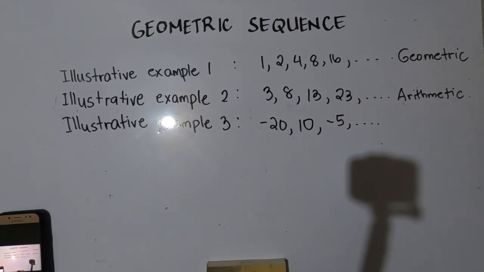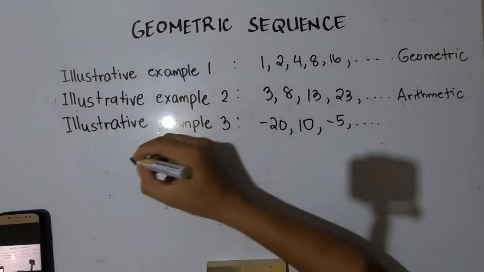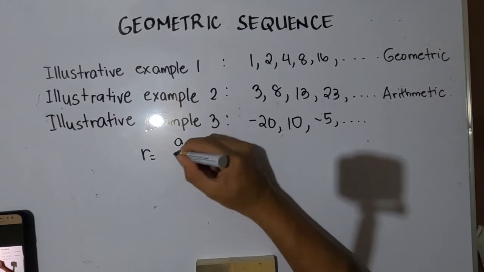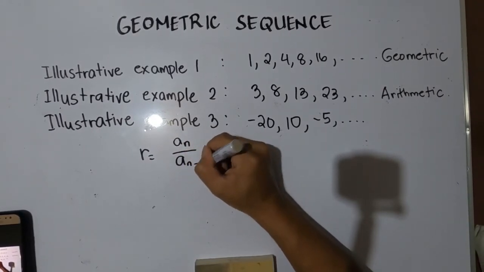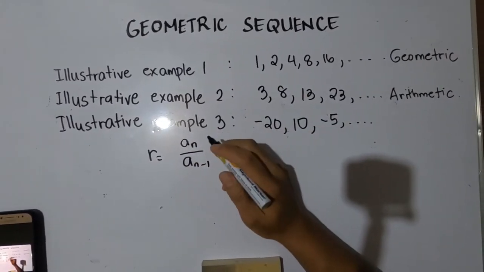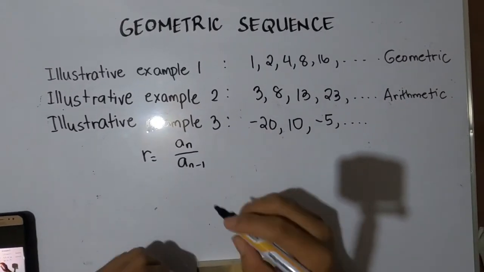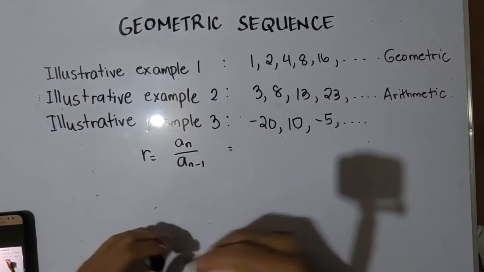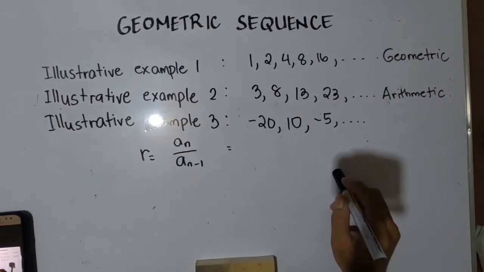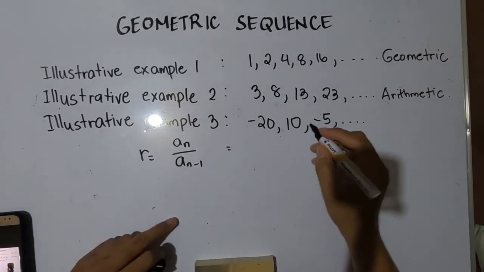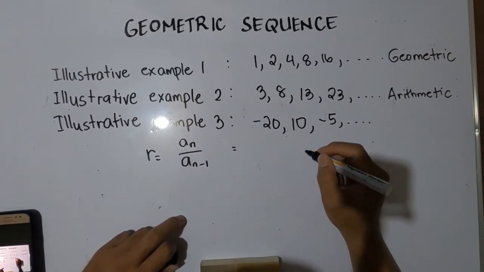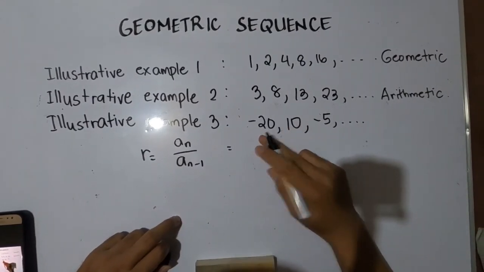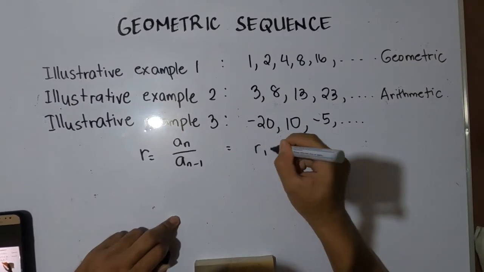In order to determine that, we need to use the formula r is equal to a sub n divided by a sub n minus 1, or the nth term divided by its previous term. So let's try to verify that in this sequence, there exists a common ratio. Let's identify the ratio of the second term to its previous term, which is the first term. And let's define that as r sub 1.